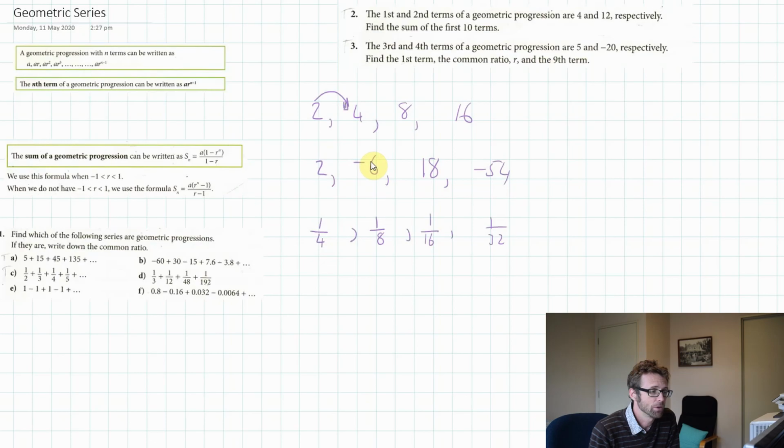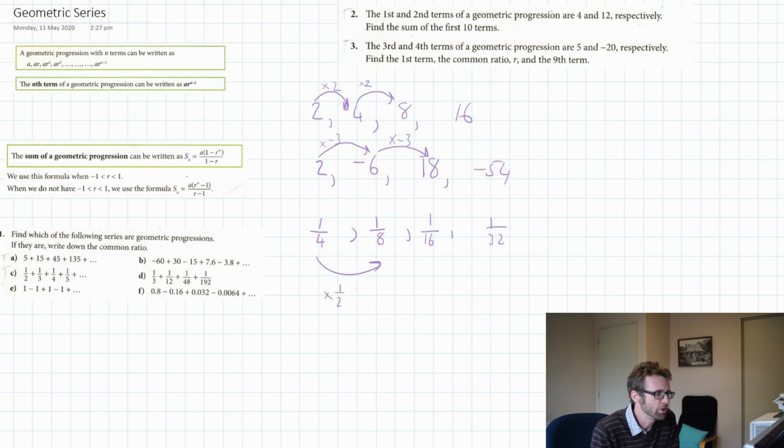by the same thing each time. So in this first one, I'm multiplying by 2 to get from 2 to 4, and I multiply by 2 to get from 4 to 8, and so on. In the second one, I'm multiplying each time by -3. That's why the sign changes each time. So -3 times 2 is -6, and then if I times again by -3, I get a +18, and so on. The last one, you can see that I'm timesing by 1/2 each time.